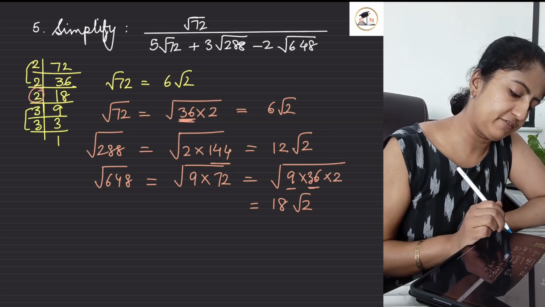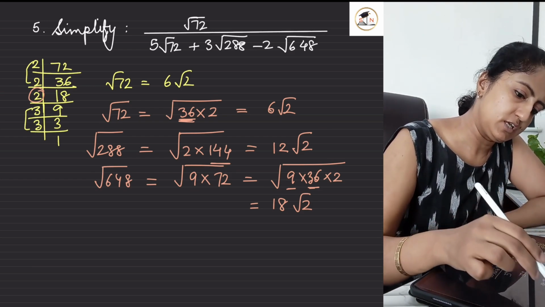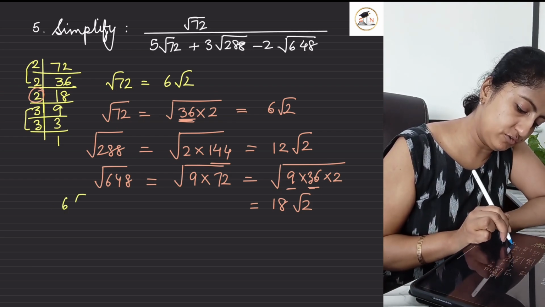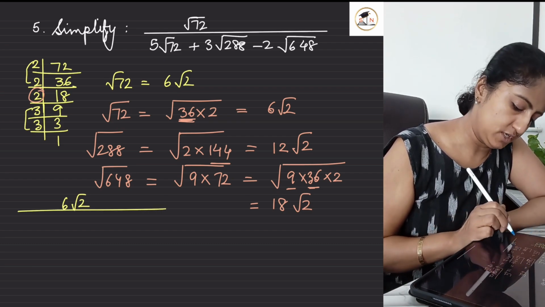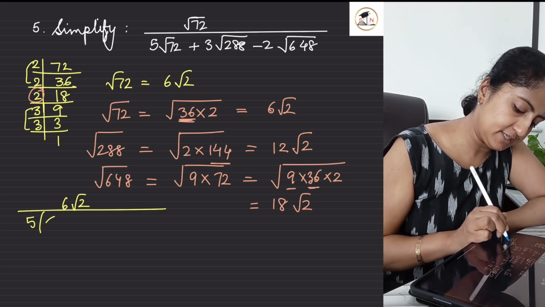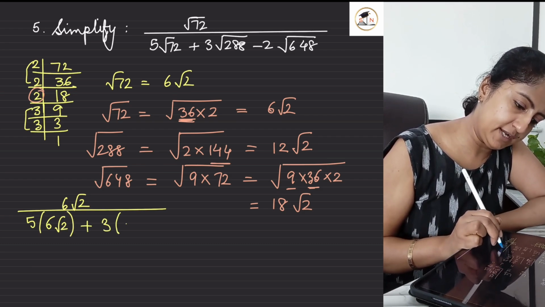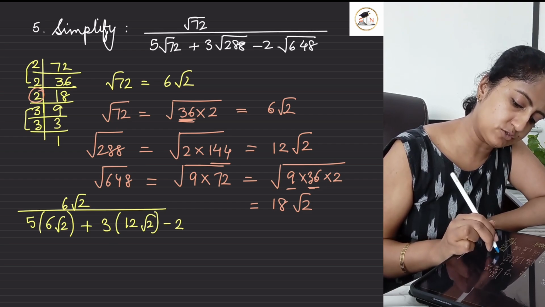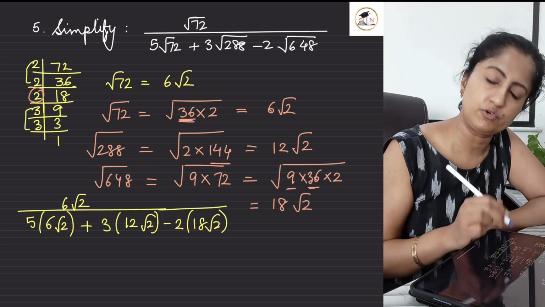So now we will start with the simplification over here, and we will put in all the values that we have got in the original question. So that gives us, in place of root 72, I will be writing 6 root 2. Then in the denominator, we had 5 root 72. So 5 comes out, and in place of root 72, I will be writing 6 root 2 plus 3 comes out, and we get 12 root 2 for 288. And the last, minus 2 times 18 root 2.